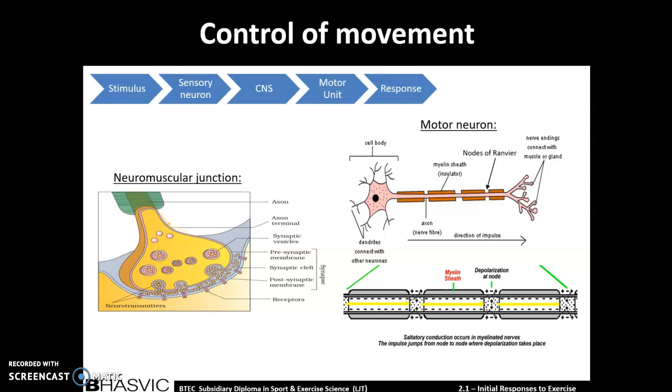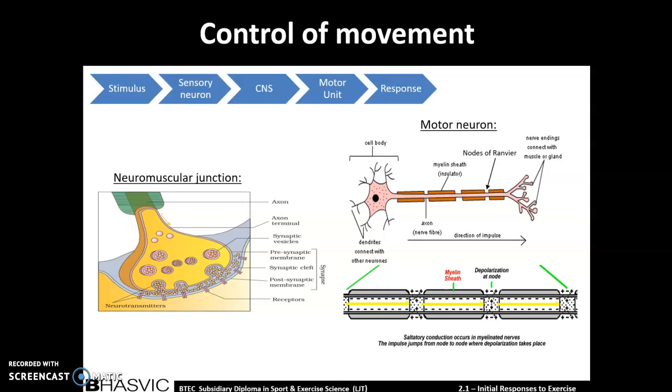The neuromuscular system is used for control of movement. So this process up the top here shows that a stimulus causes a nerve impulse down the sensory neuron to the central nervous system, and the central nervous system contributes the brain. So that's where the conscious decision is made, and that then travels to a motor unit, which then causes a response in the muscle.